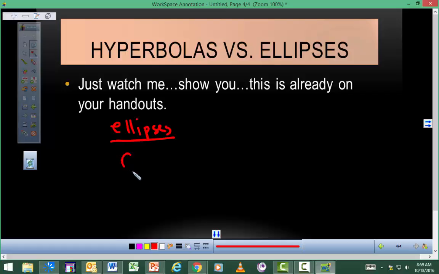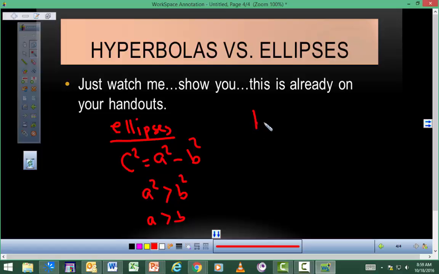one of the key differences is that you have c squared is equal to a squared minus b squared. With ellipses, a squared is always bigger than b squared. In this case, you'd say a is bigger than b.